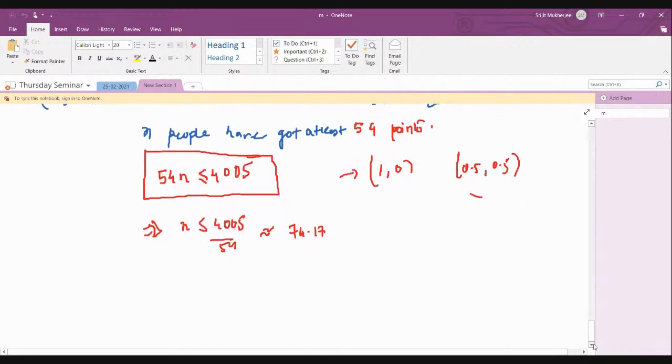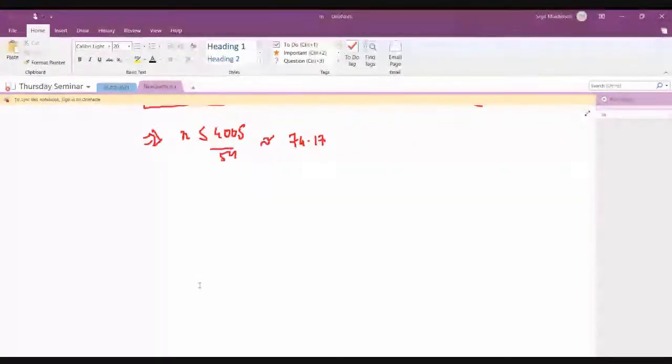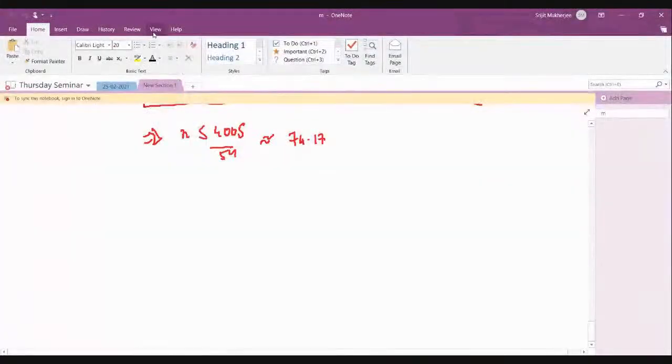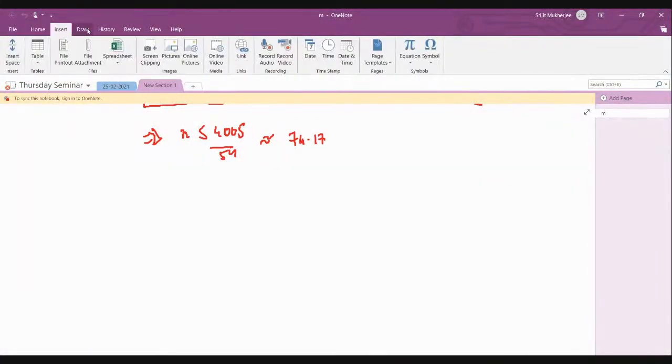So this is what we have got: n is less than or equal to 74. So therefore we got this idea. Let's see what idea we get.